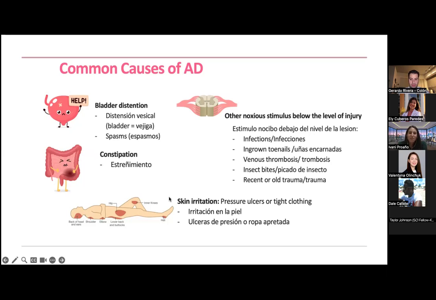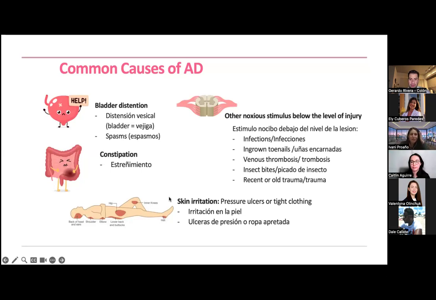And we have other noxious stimuli below the level of the injury. We could consider infection, so infecciones. We can consider ingrown toenails, uñas encarnadas. Uñas means nails. And we can consider venous thrombosis, insect bites, so picaduras de insecto. We can tell when it's itching, but you can imagine a patient with spinal cord injury would not be able to tell, and this becomes a noxious stimulus. Or recent or old trauma.